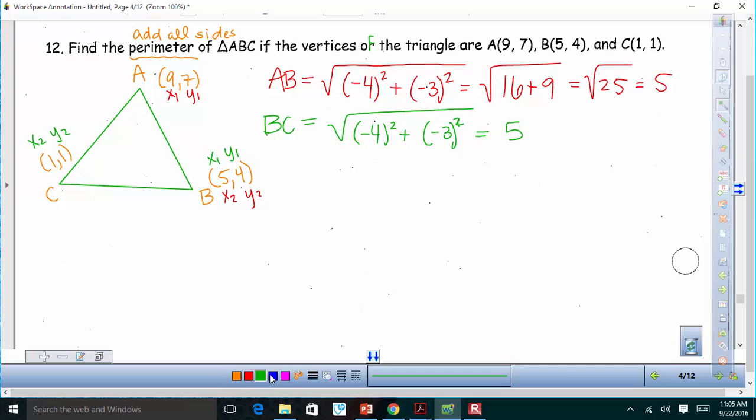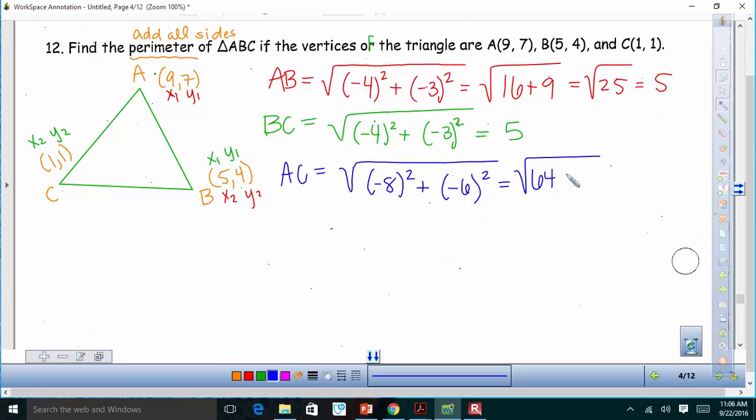All right, and then let's see about A to C. Or C to A, however you want to write it. Okay, since these are already labeled x1s and these are already labeled x2, let's just keep them like that. So we're going to do 1 minus 9 which is a negative 8 squared, plus 1 minus 7, which is a negative 6 squared. Negative 8 squared is what? 64. Negative 6 squared is 36. So if we add those together, that gives me, is there a square root of 100? 10. So what is the perimeter of this whole thing? Perimeter, 10 plus 5 plus 5, which is 20.